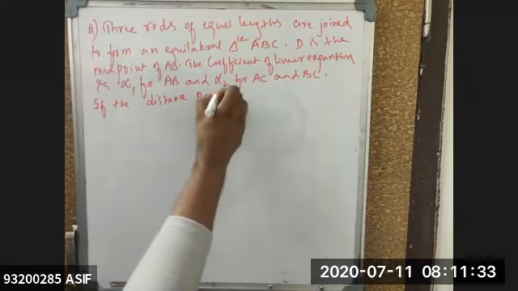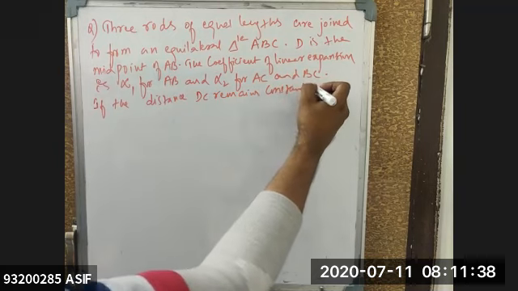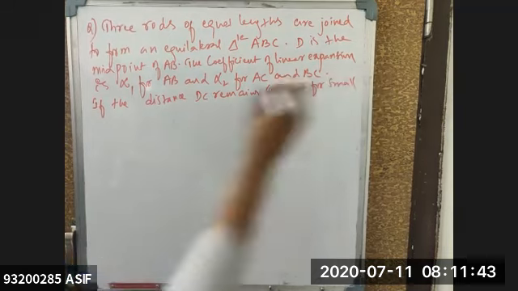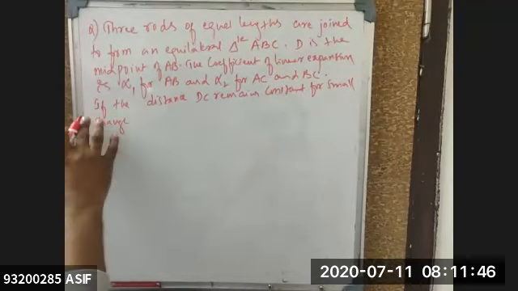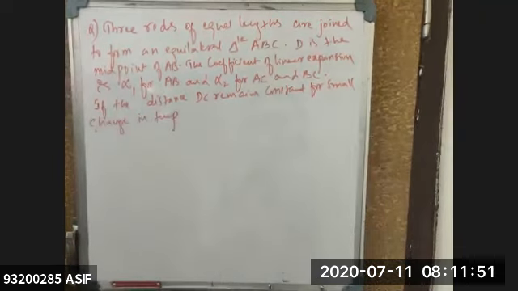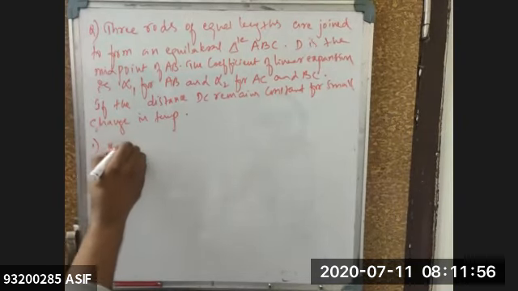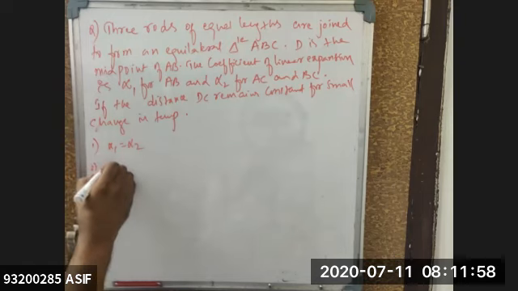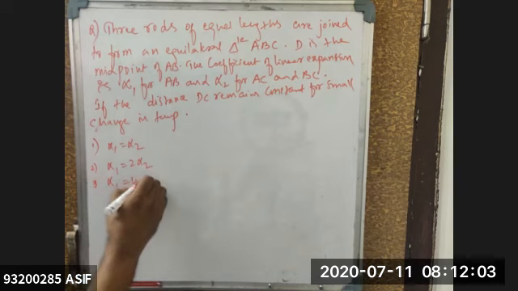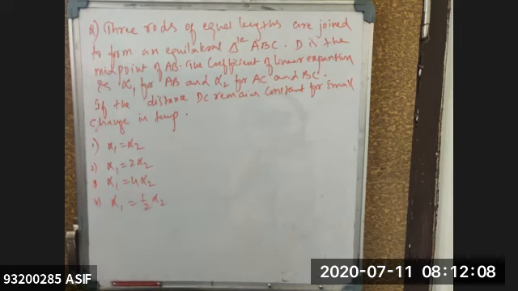If the distance DC remains constant for small change in temperature, then given options are: alpha 1 is equal to alpha 2; alpha 1 is equal to 2 times alpha 2; third, alpha 1 is equal to 4 times alpha 2; fourth, alpha 1 is equal to 1 by 2 times alpha 2.